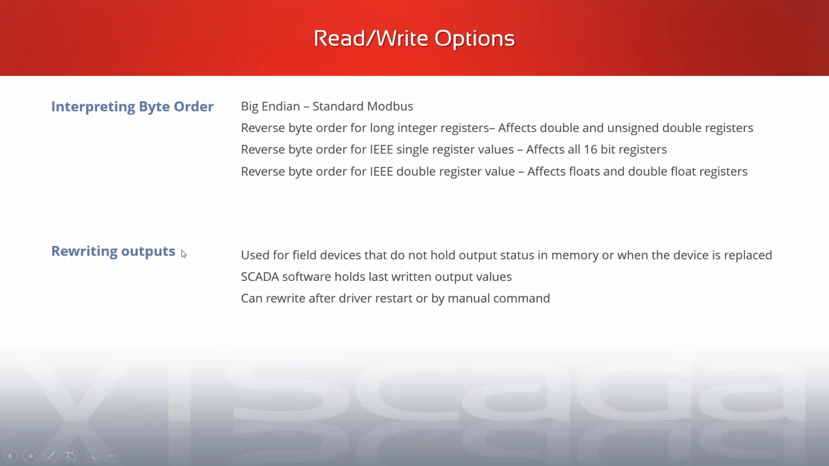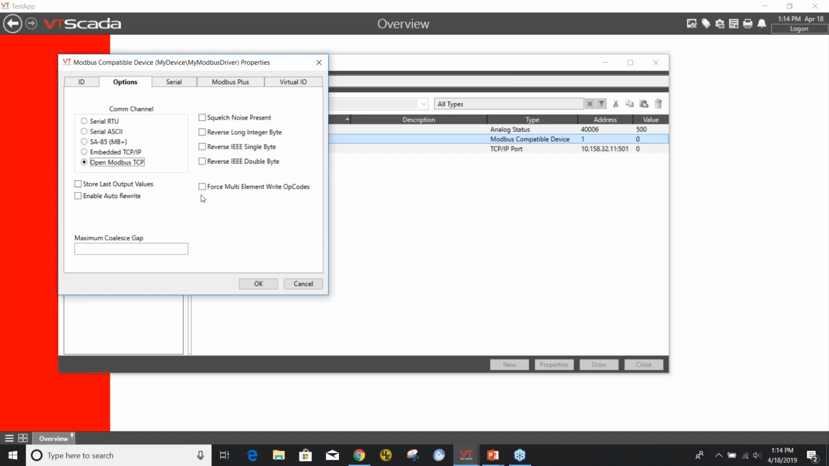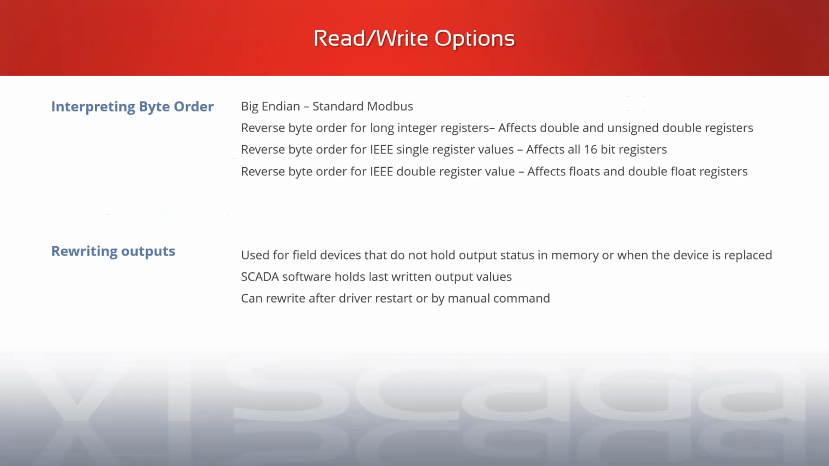Rewriting the outputs, this is a nice addition, and again, it is under the options for storing the last output values and now enabling the rewrite. What this does is allow for where field devices do not hold the memory of the last output values. So for example, you've got a coil that should be held on all the time. You can set that output value by VTScada automatically. You can just hit a button there and manually ship out all your outputs.